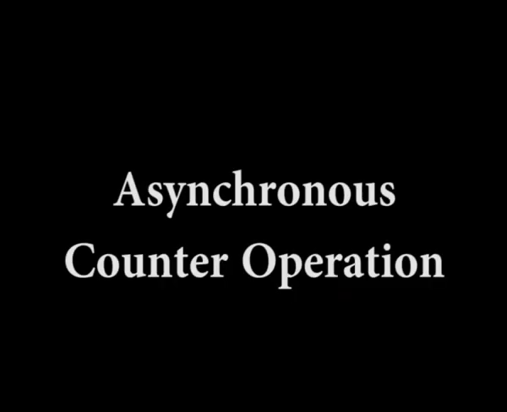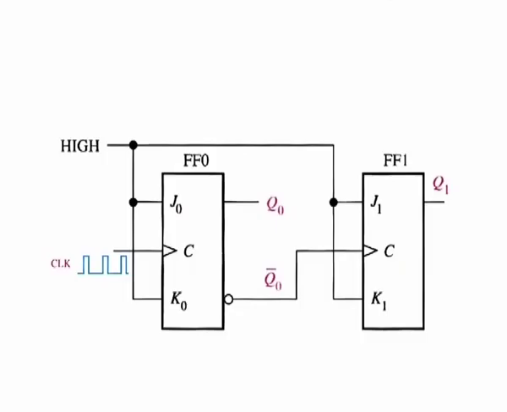Asynchronous counter operation. The term asynchronous refers to events that do not have a fixed time relationship with each other and generally do not occur at the same time. An asynchronous counter is one in which the flip-flops within the counter do not change states at exactly the same time because they do not have a common clock pulse.